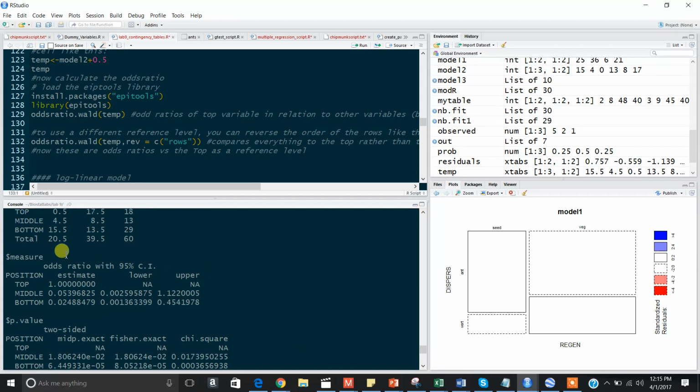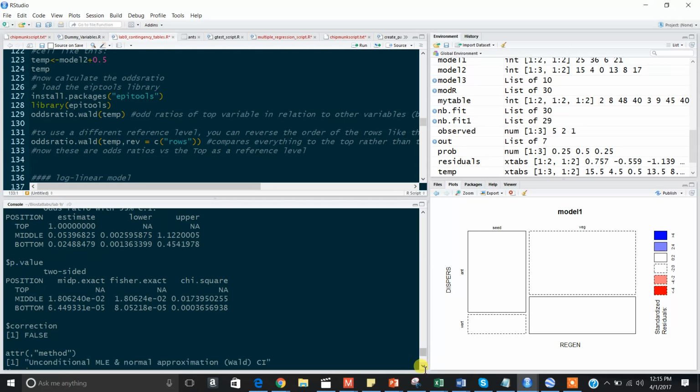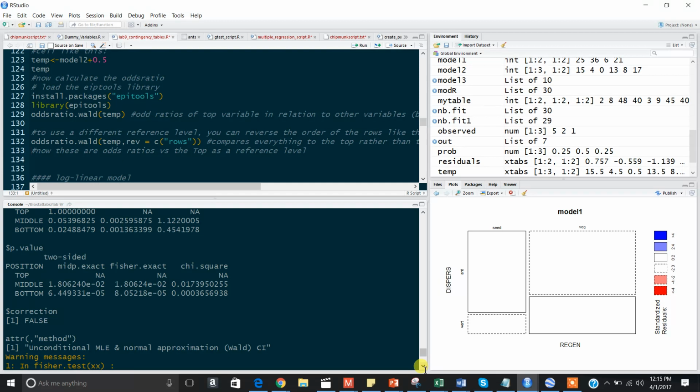Okay, so we see our little count table. Here are the odds ratios at the 95% confidence interval. So these are your confidence intervals, so you can tell if they're significant. And then the p-values given under the Fisher's exact test and the chi-square. So you can interpret whether they're significant or not. And in this case, all of them are significant.